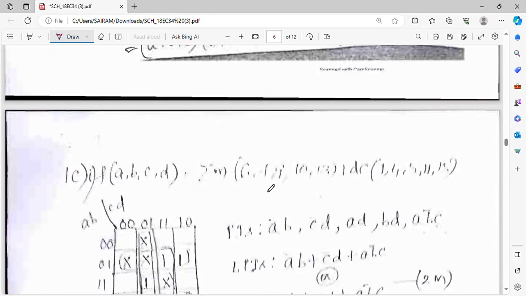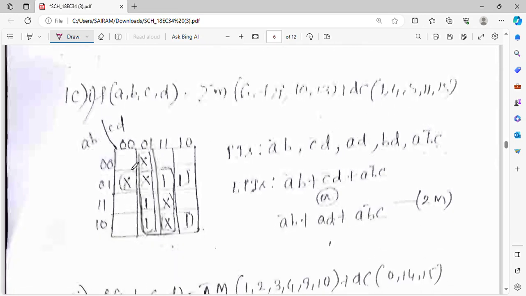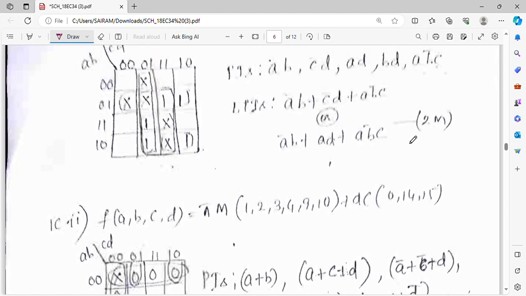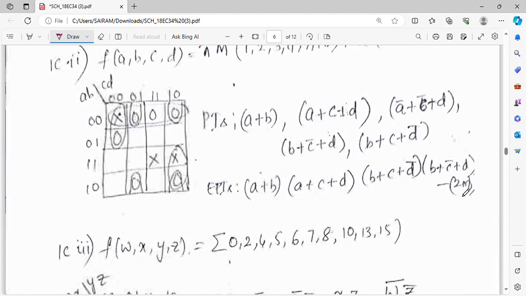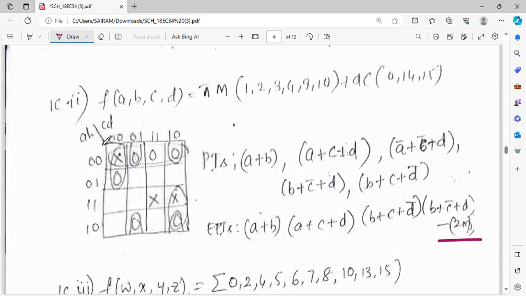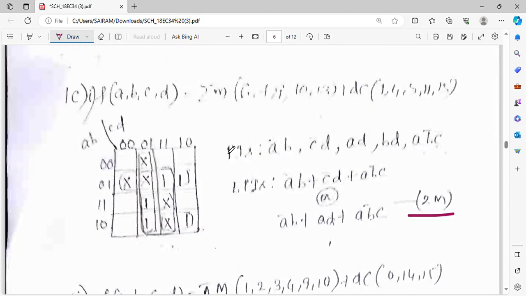This came up, this is the question and you're supposed to substitute like this and substitute like this and make a group of 4 or group of 2 according to the question, and then you're supposed to write the SOP equation. This whole thing is for 2 marks and here this whole thing is for 2 marks and this is for 3 marks, right? And this one also here you're supposed to even find out PI and EPI, right?